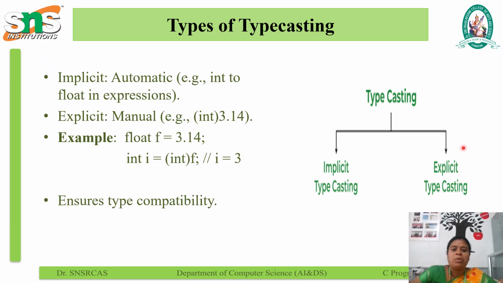Next one, explicit typecasting. There are some cases where, if the data type remains unchanged, it cannot give the correct output. In such a case, typecasting can help to get the correct output. With explicit typecasting, we have to force the conversion between the data types. This type of casting is explicitly defined within a program. For example, float f = 3.14; to convert it into an integer type, int i = int(f). That means i = 3, the integer value is 3, ensuring type compatibility.